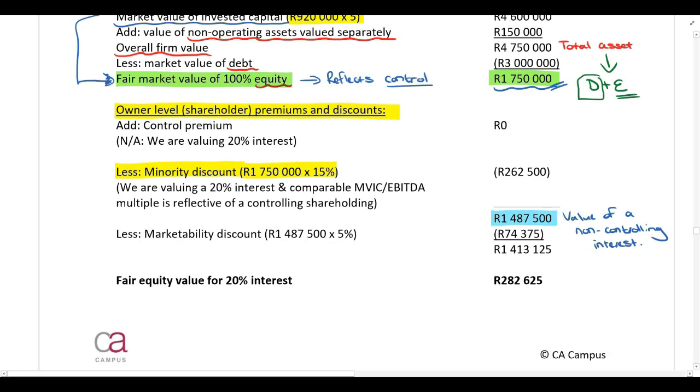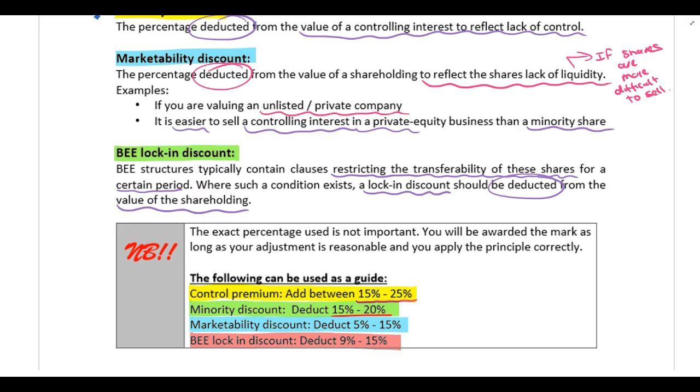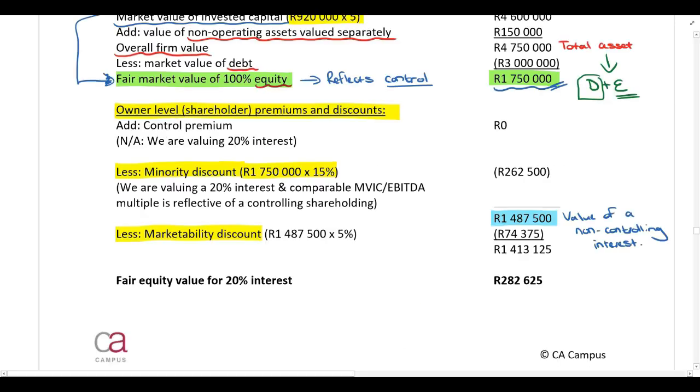Then after the minority discount, we need to consider a marketability discount. So remember, if the shares are more difficult to sell, we need to deduct a marketability discount. Jackson Pty Limited is an unlisted private company, so the shares will be more difficult to sell, so we can deduct a marketability discount of anything between 5 and 15%. So in my example, I'm just using 5%.